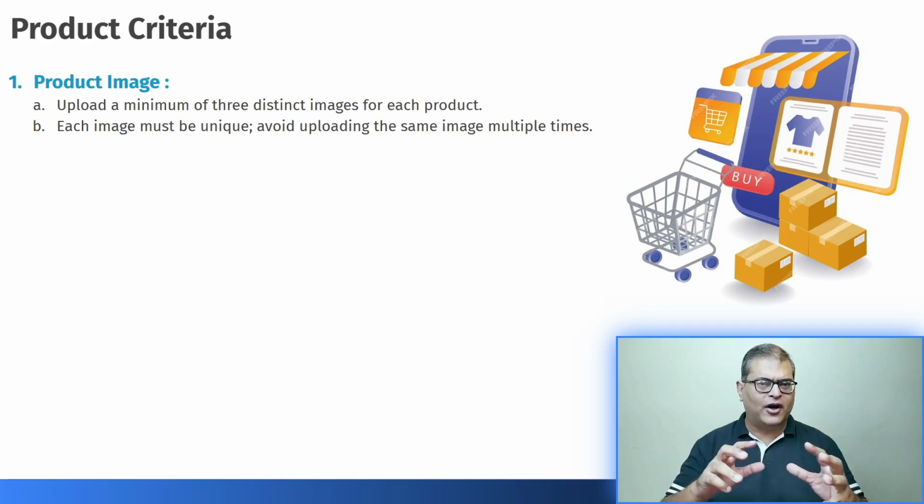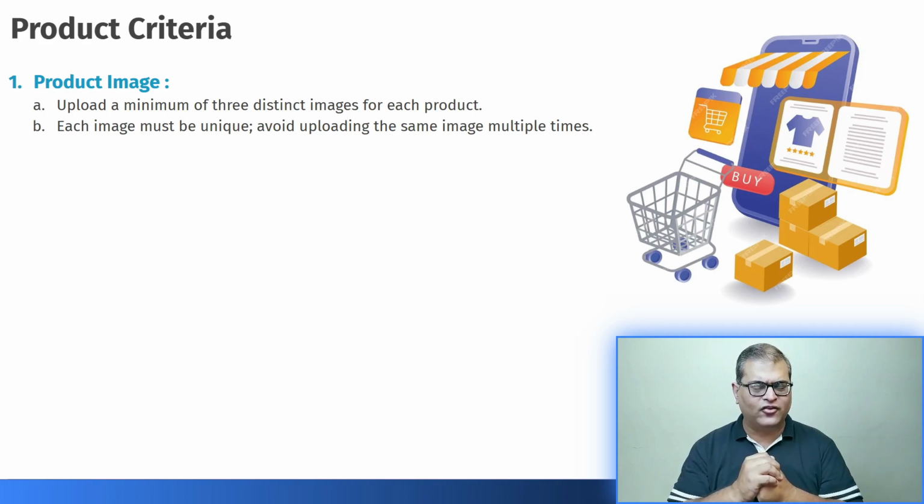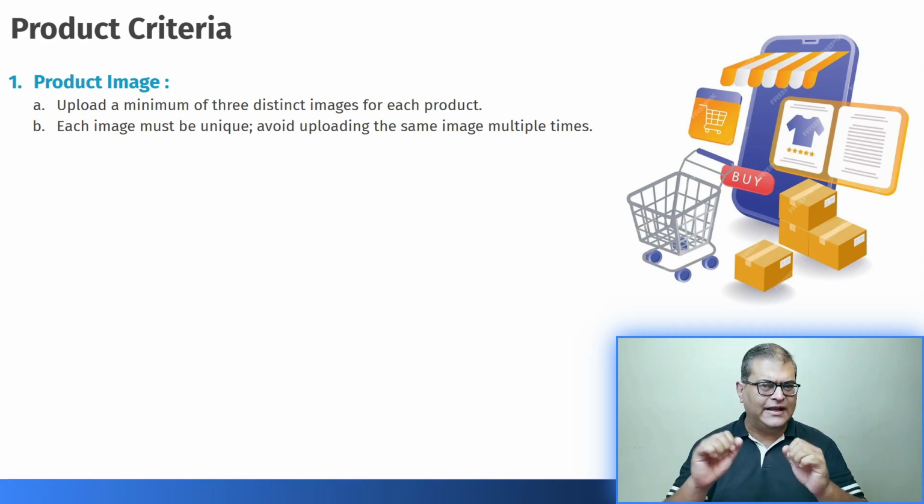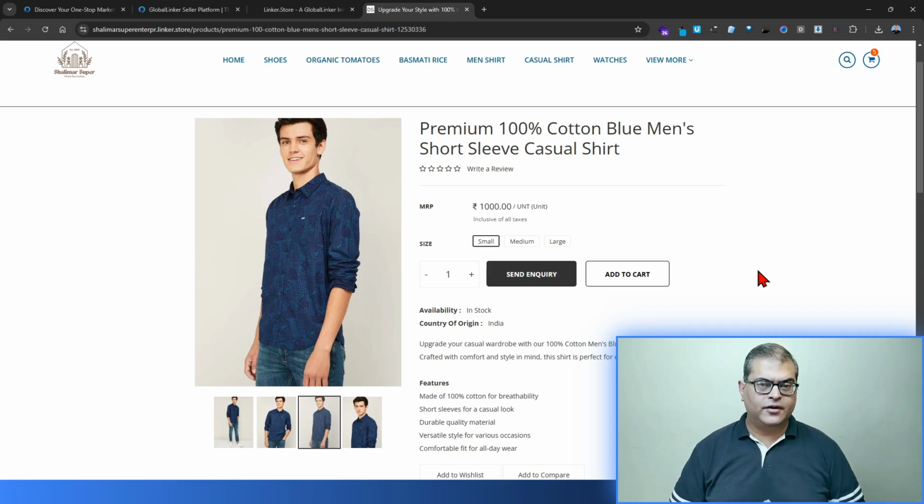Now, although this is very self-explanatory and quite simple to understand, just to help you understand, I'm going to switch my screen, take you to the browser and show you what this criteria means. All right, so let's switch the screen. So we are on the product page on the front end of a demonstration store. Here you can see I have uploaded 4 images. The minimum requirement is 3, and these should be distinct images, right?